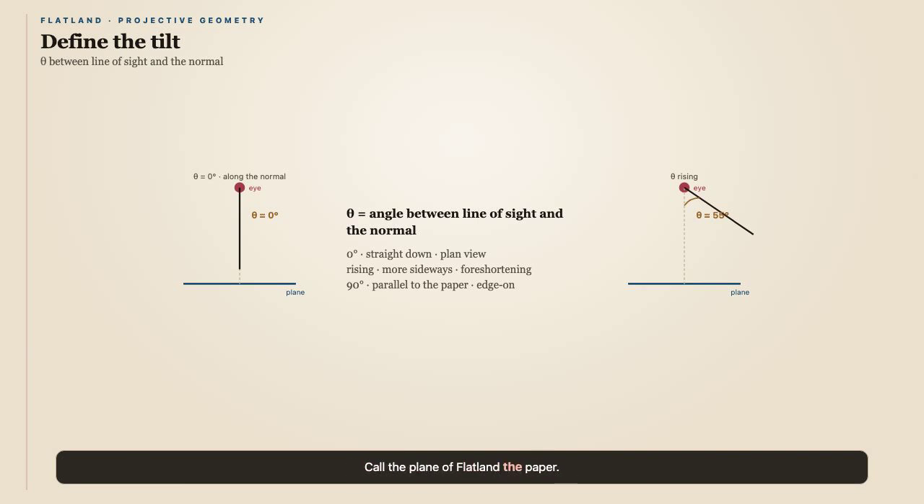Before the camera tilts, fix one definition. Call the plane of Flatland the paper. Call the direction straight out of the paper the normal. The tilt angle, theta, is the angle between the line of sight and that normal. When theta is 0, you look straight down the normal. When theta rises, you look more and more sideways. When theta reaches 90 degrees, the line of sight lies parallel to the paper. That single number will drive almost every picture we draw.